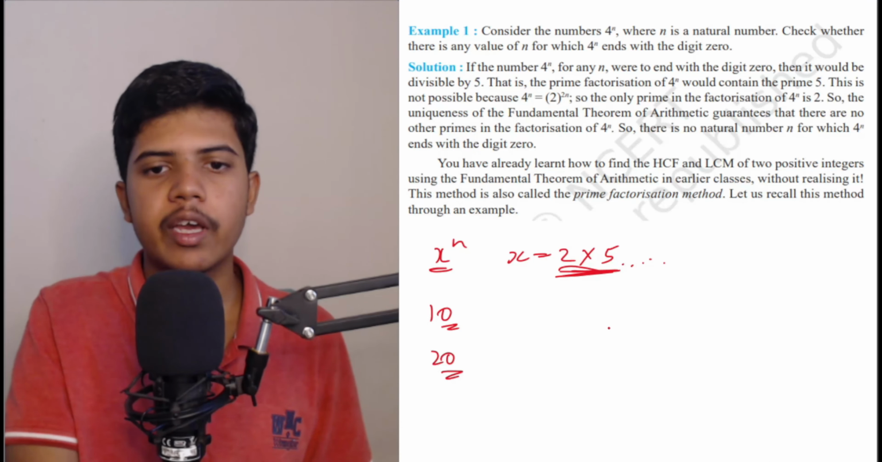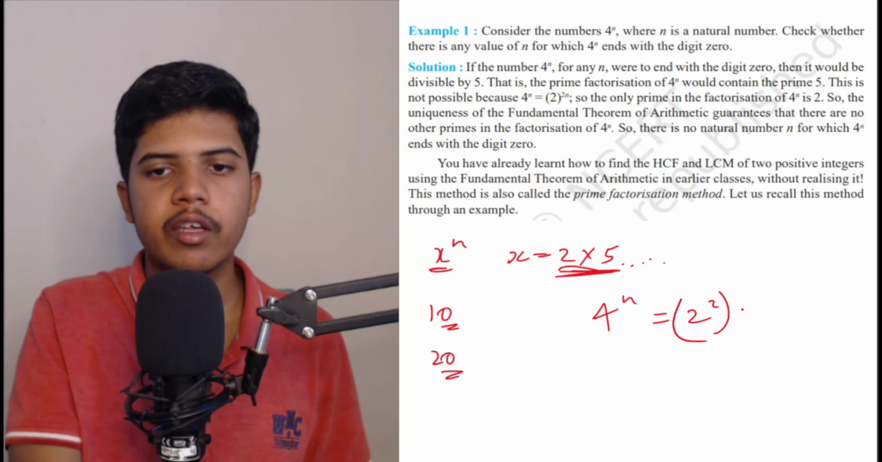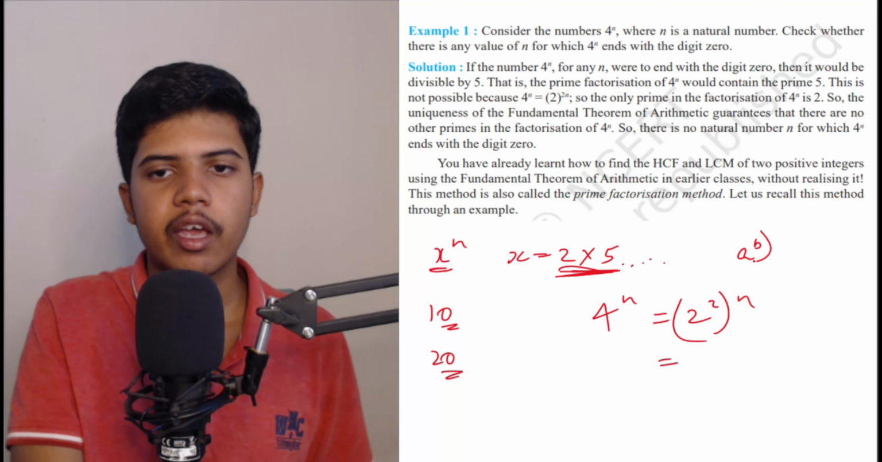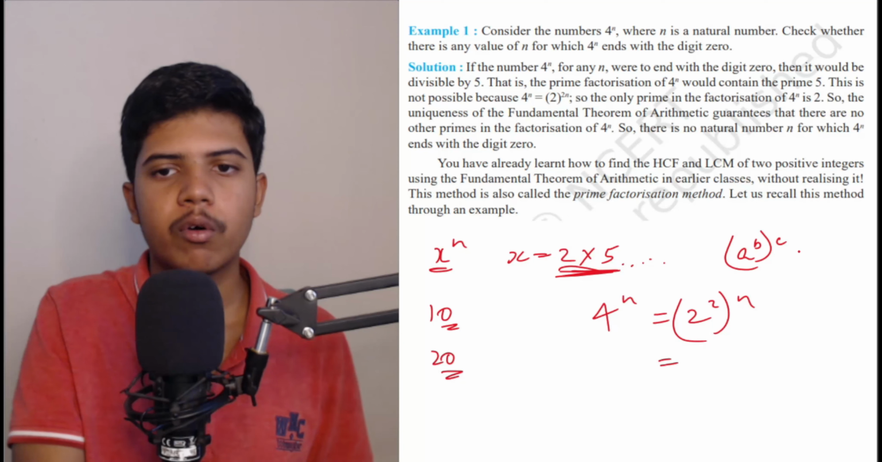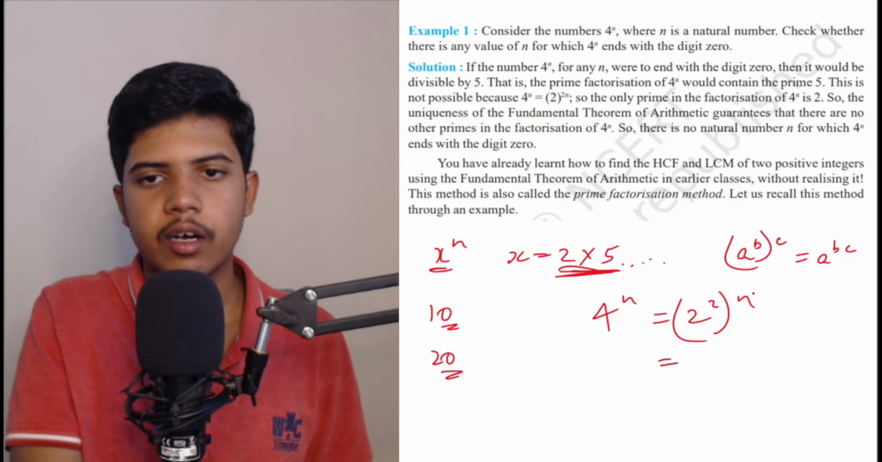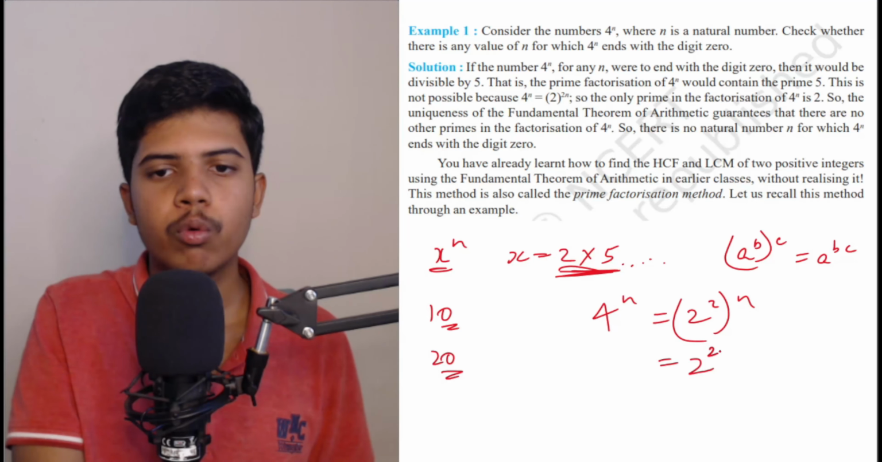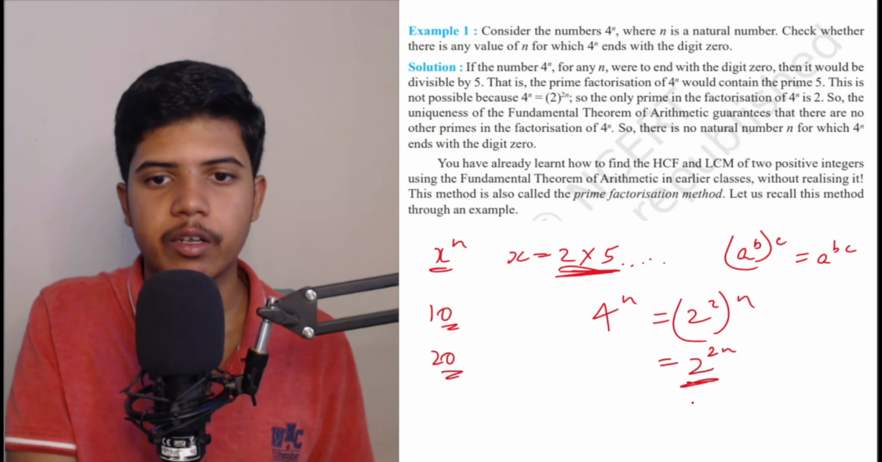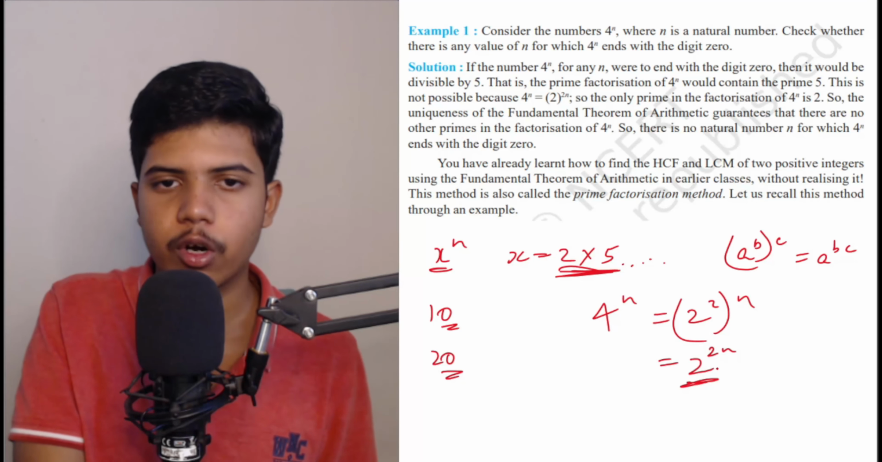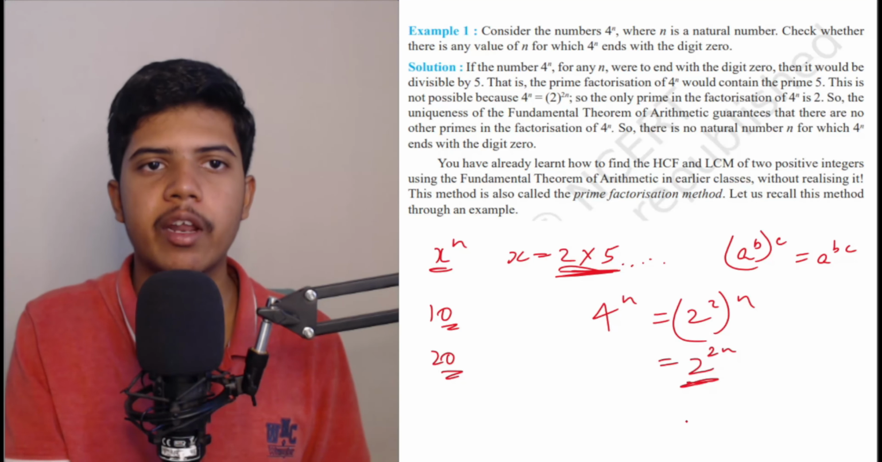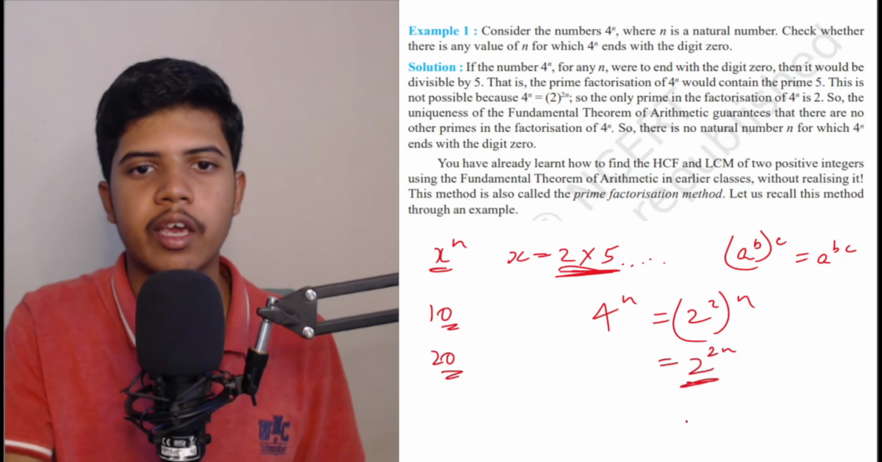So when you are taking 4 to the power n, 4 to the power n is equal to 2 squared whole to the power n, and by using the identity that a to the power b whole to the power c is equal to a to the power b into c, I've just used random variables here, but yeah, using that identity we get 2 to the power 2n. So here 2 is the only prime factor of the base and 5 is not. So hence 4 to the power n for any natural number n cannot end with 0.